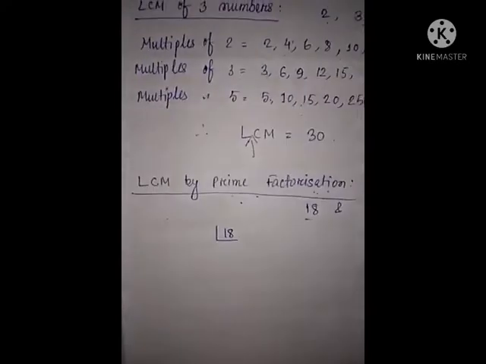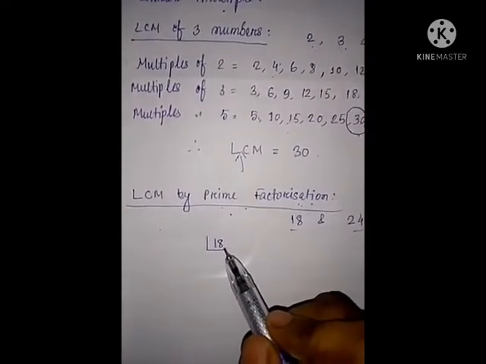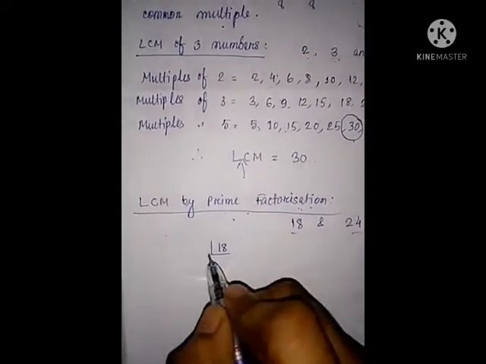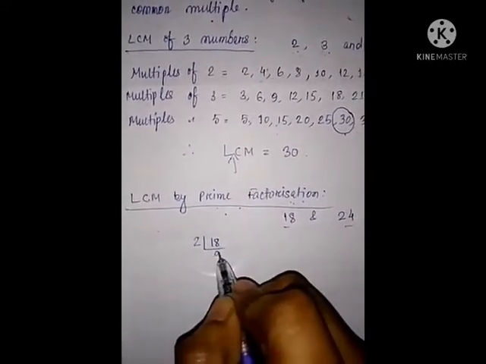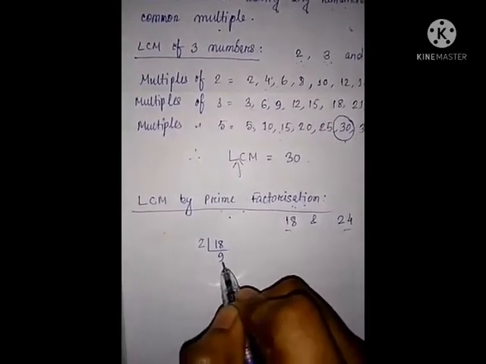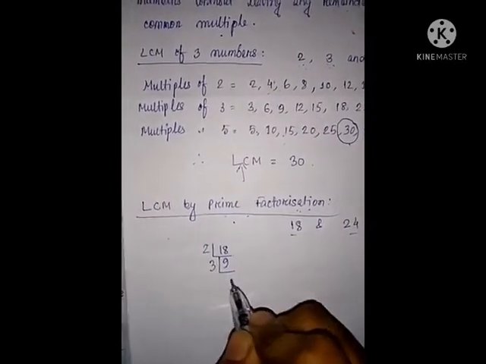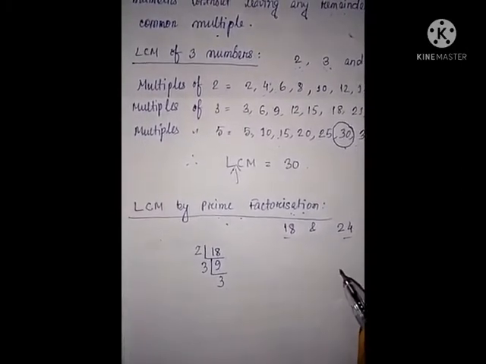See, 18 is divisible by 2 because in the ones position an even number is present. 2 9s are 18. 9 is divisible by 3. 3 3s are 9.